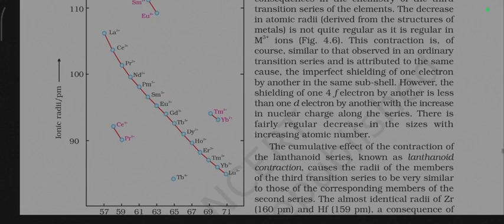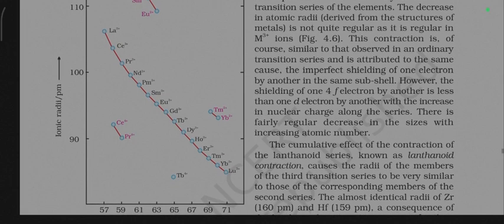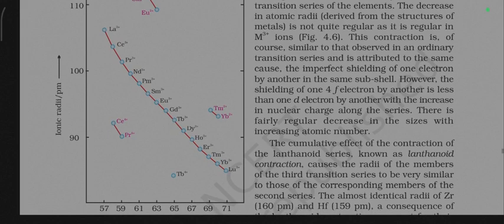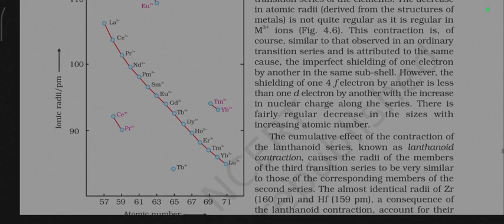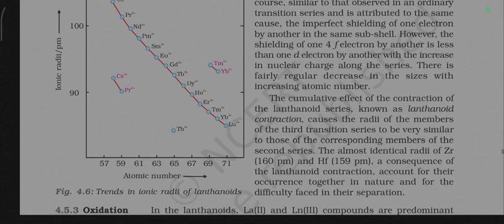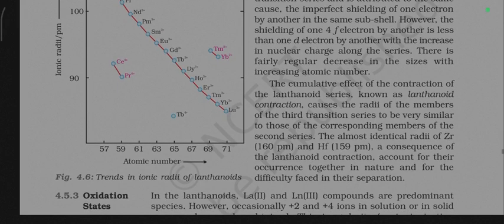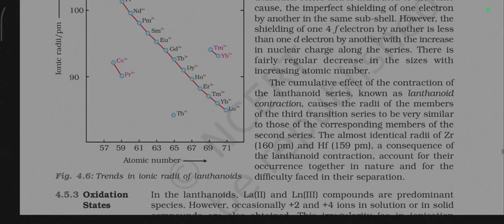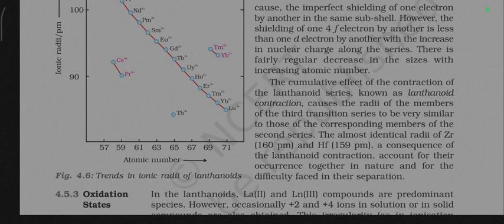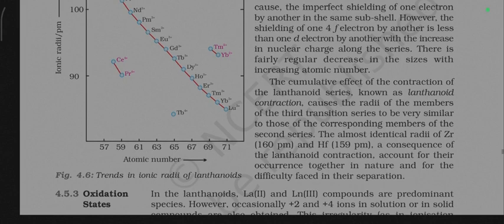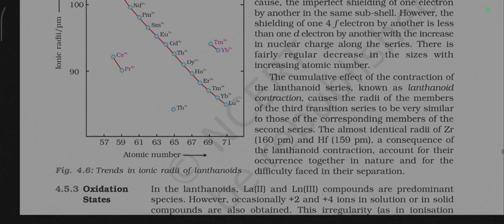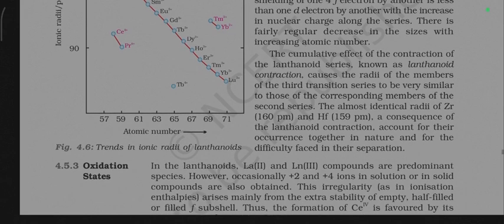This contraction is of course similar to that observed in an ordinary transition series and is attributed to the same cause, the imperfect shielding of one electron by another in the same subshell. However, the shielding of one 4f electron by another is less than that of one d electron by another. With the increase in nuclear charge around the series, there is a fairly regular decrease in the sizes with increasing atomic number.